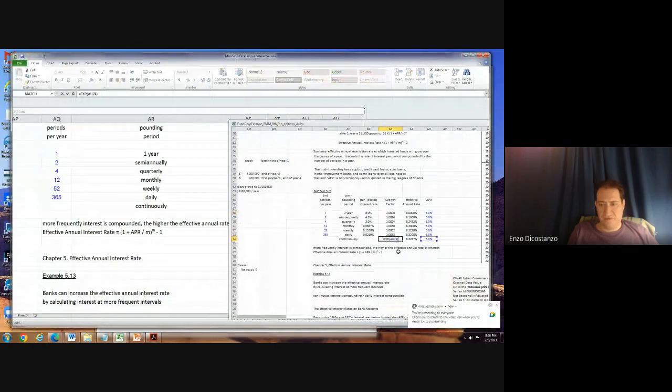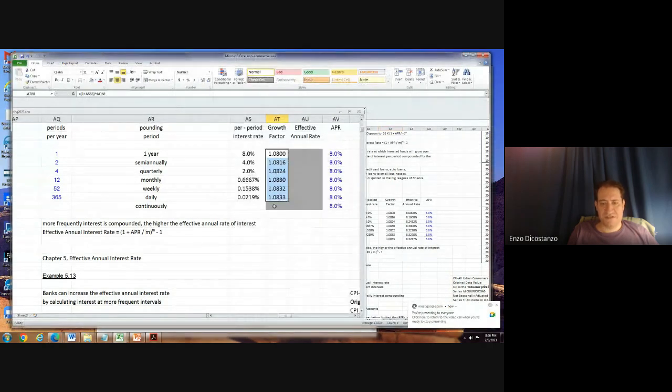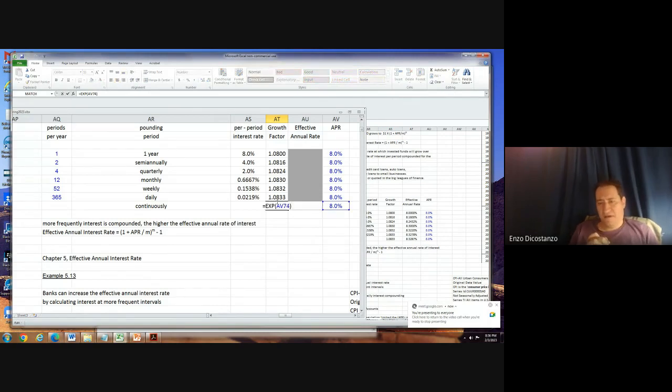And this continuous one, this is the moment that we were sort of waiting for. This is e to the APR, the base e, the 2.71, whatever it is, and then the 8% is the exponent. So 0.08 would be the exponent.